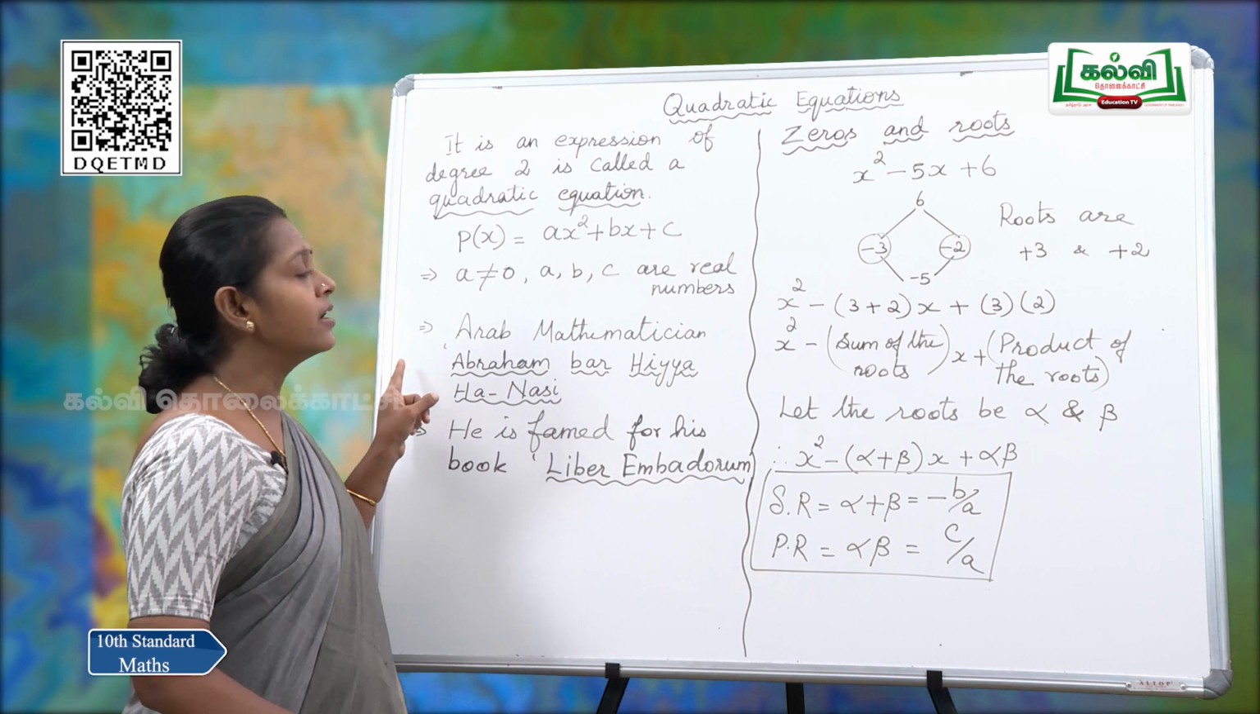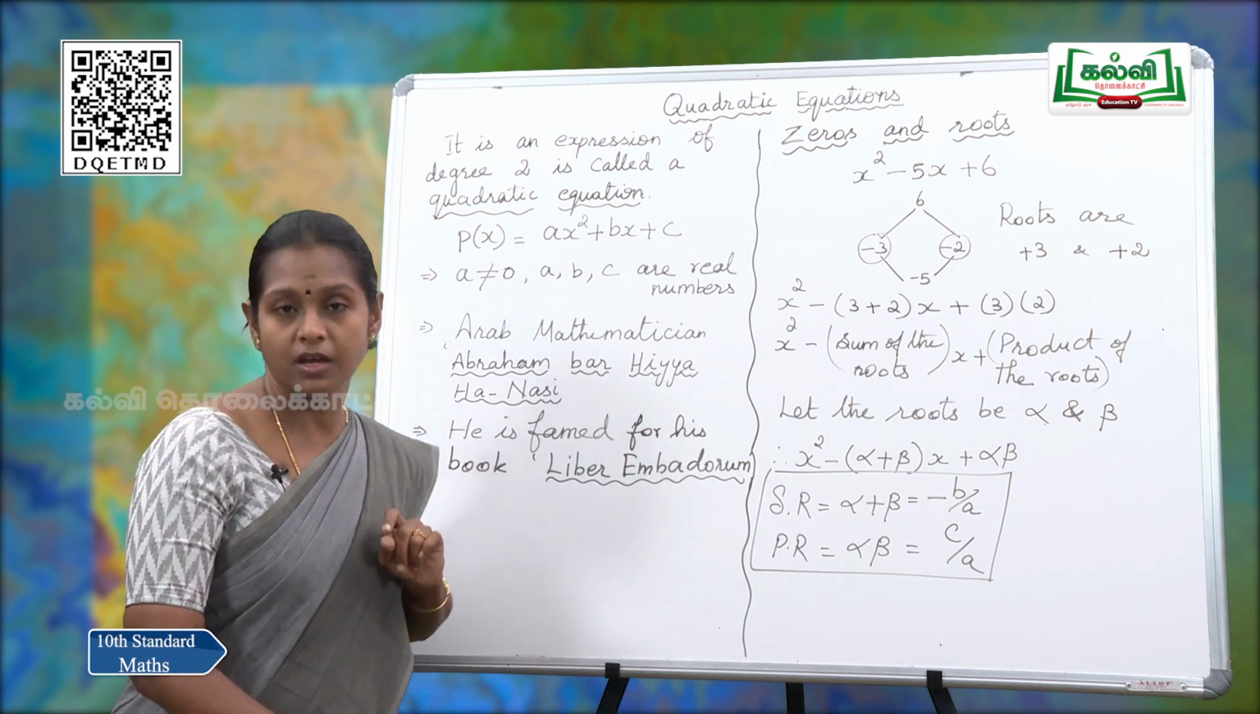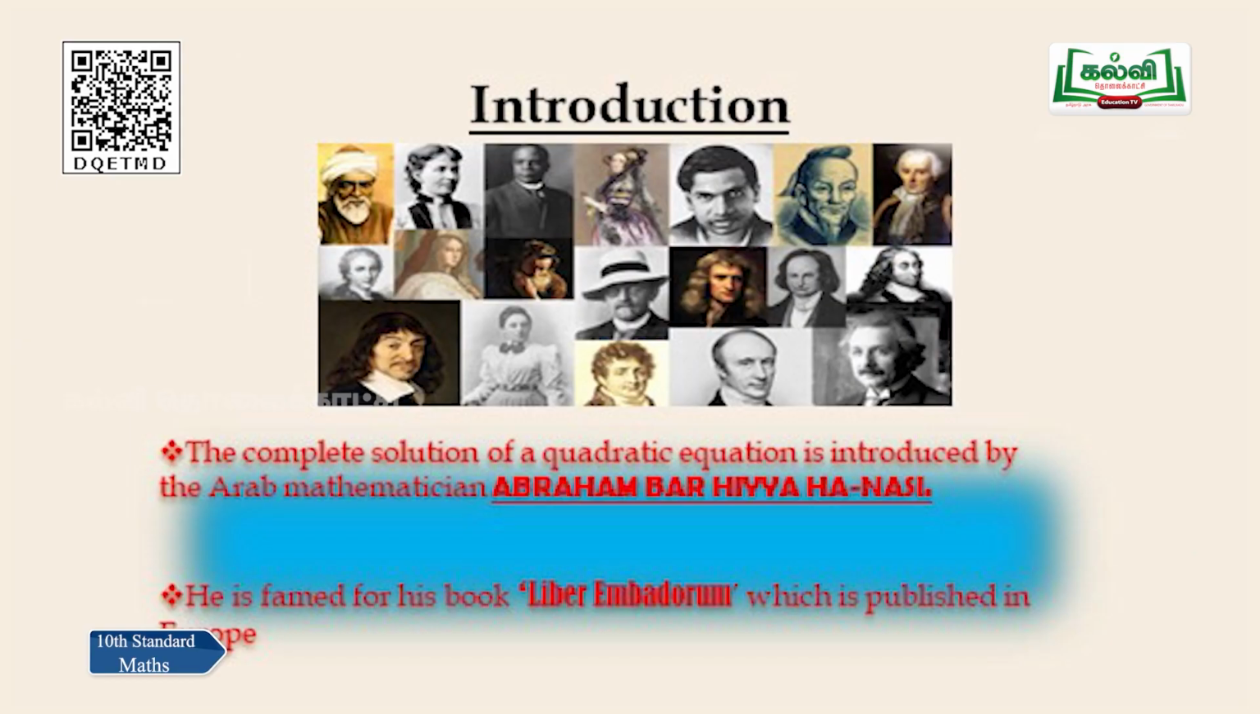And the complete solution of the quadratic equation was found by the Arab mathematician Abraham bar Hiyya Ha-Nasi. Actually, he is famed for his book Liber Embadorum, published in Europe. So, he gave the complete solution of quadratic equations.